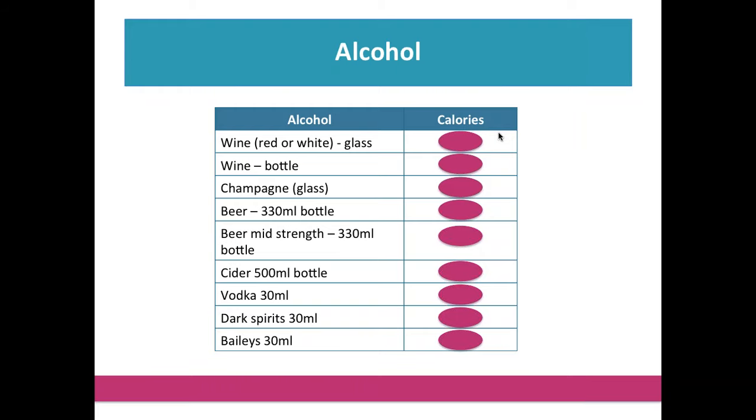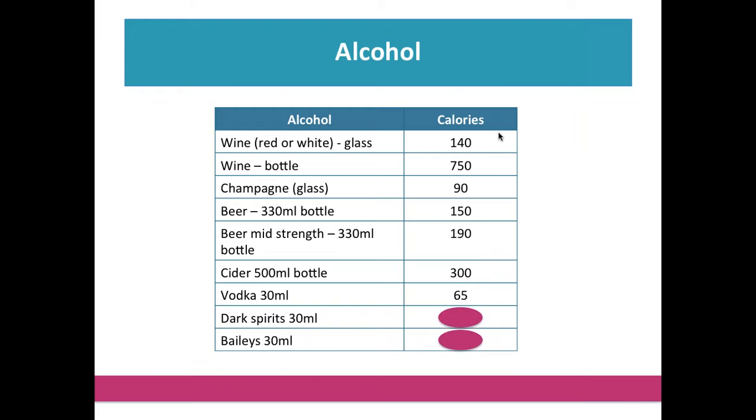So if you're a wine drinker, one glass of wine, you're looking at about 140 calories. A bottle of wine, you're looking at about 750, so just under half of your daily intake for either men or women. Champagne is slightly less, but then again, champagne is also generally served in a smaller glass than other wine is. So I would honestly put champagne approximately the same as wine. Beer, a 330 ml bottle of beer is 150 calories. A mid-strength 330 ml bottle of beer, such as your pale ales, you're looking at about 190 to 200 calories. Cider, a 500 ml bottle, is about 300 calories for a bottle.